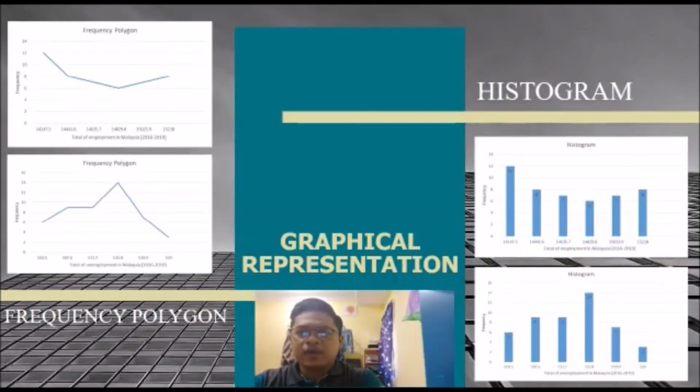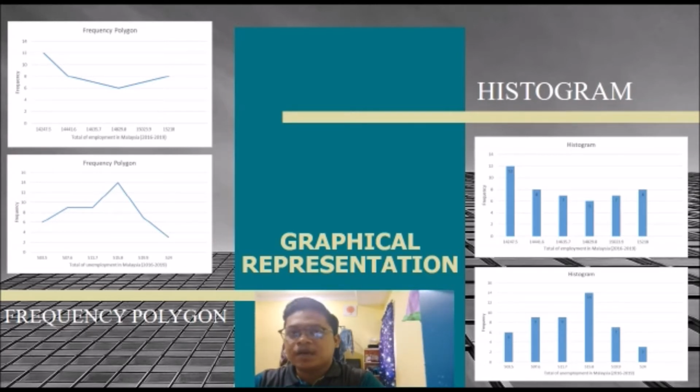Hello, my name is Muhammad Izul Afiq bin Zulkifli, A198031. Today I will explain to you about graphical representation. First of all is the frequency polygon. A frequency polygon is a line graph that emphasizes the continuous change in the frequency. Here are the table and graph that represent the frequency polygon.